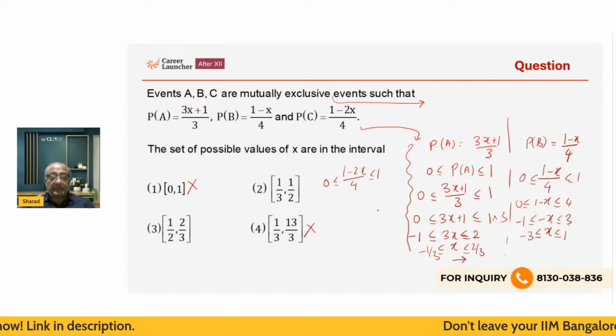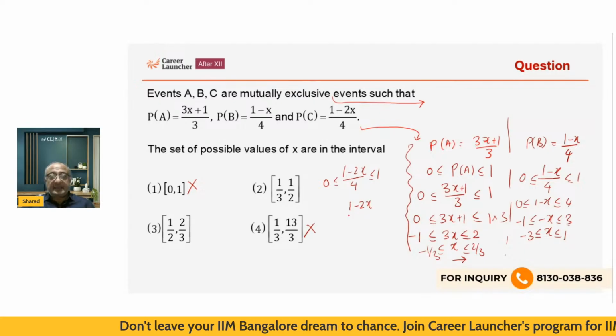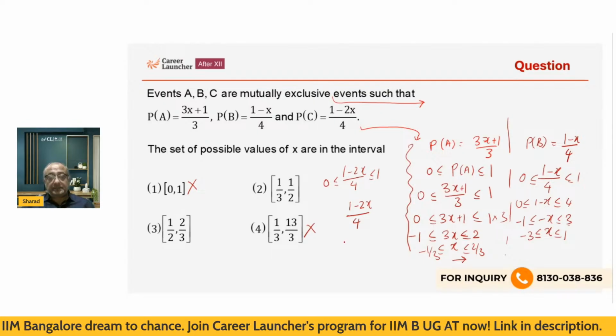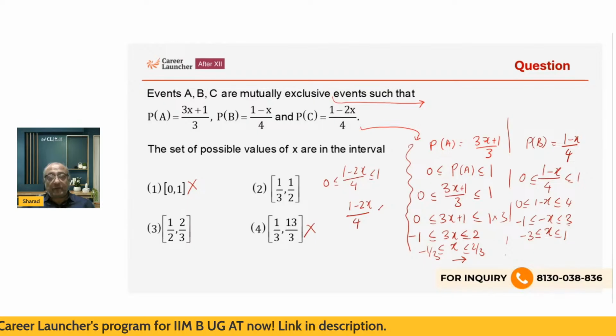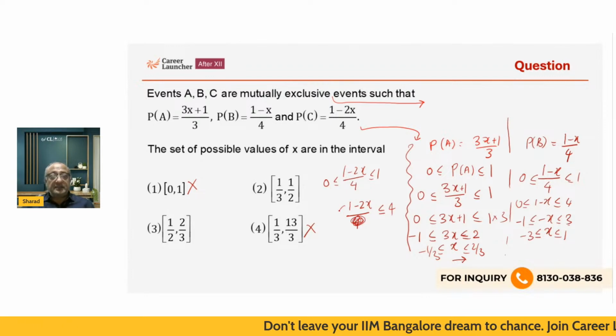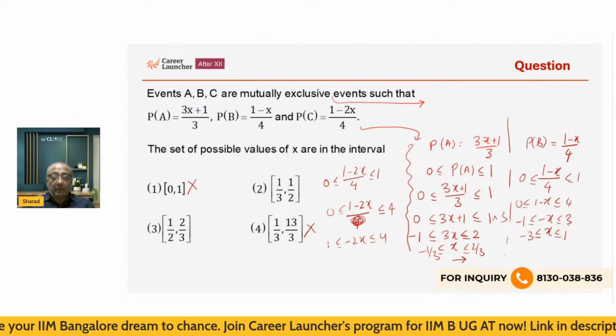Understood? Clear? So this will become what? 1 minus 2x by 4, right? 1 minus 2x by 4. This 4 will come here, so there is no point in rewriting this. This is 4 and this is 0. Simple, bachon. This will become minus 2x is between 4 and 1.